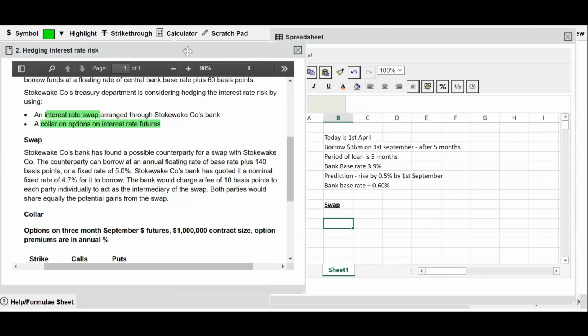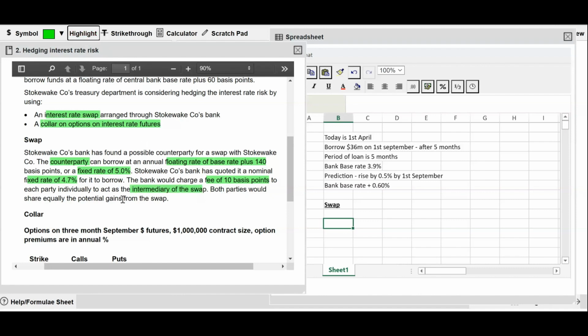What does it say about the swap? It states that there's a counterparty, and that counterparty can borrow floating at base plus 140, which will be base plus 1.4 percent. Its fixed rate is going to be 5%, whereas Stockweek can borrow at a fixed rate of 4.7 percent, and the bank is going to charge a fee of, what is it, 10 basis points from either party. The bank is going to act as an intermediary for the swap. That is why that 10 basis point charge is there.